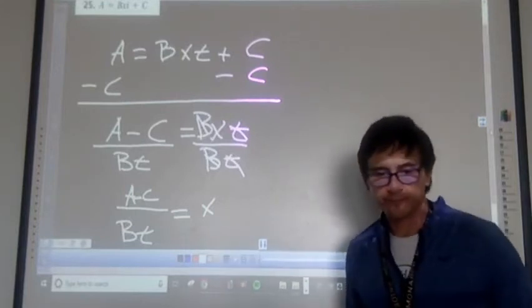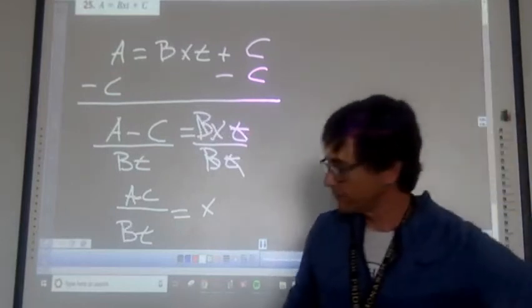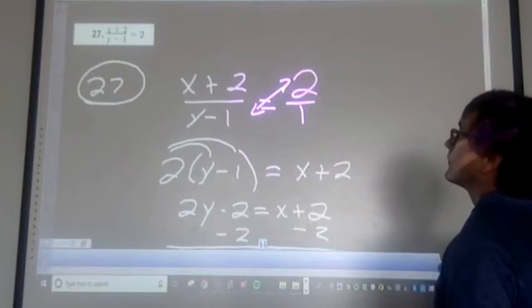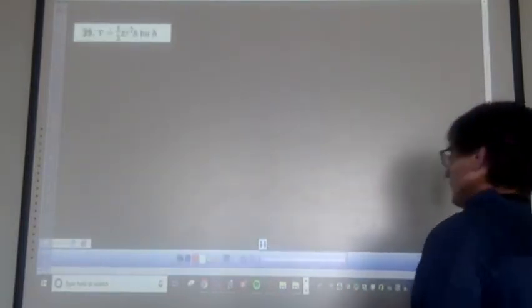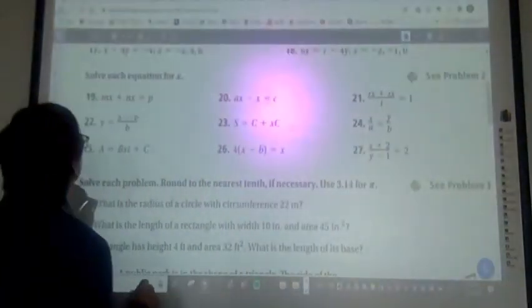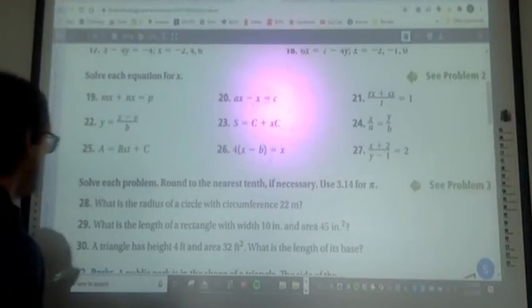Volpe, what you got? For number 29, would the answer be length is equal to 4.5 inches squared? Let me look at it. Or length is equal to 4.5 inches?